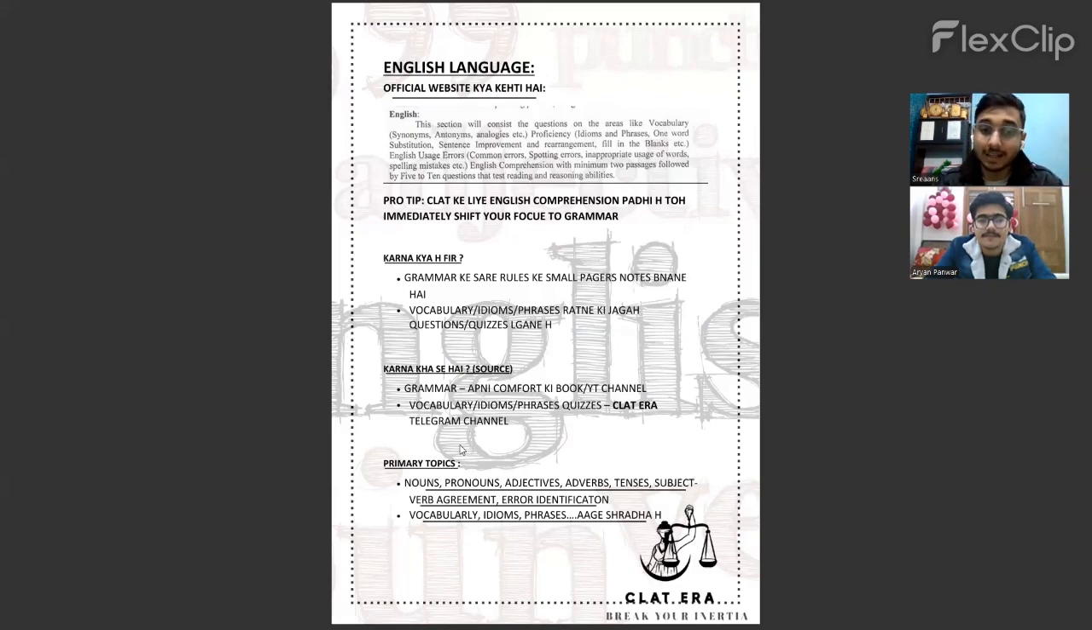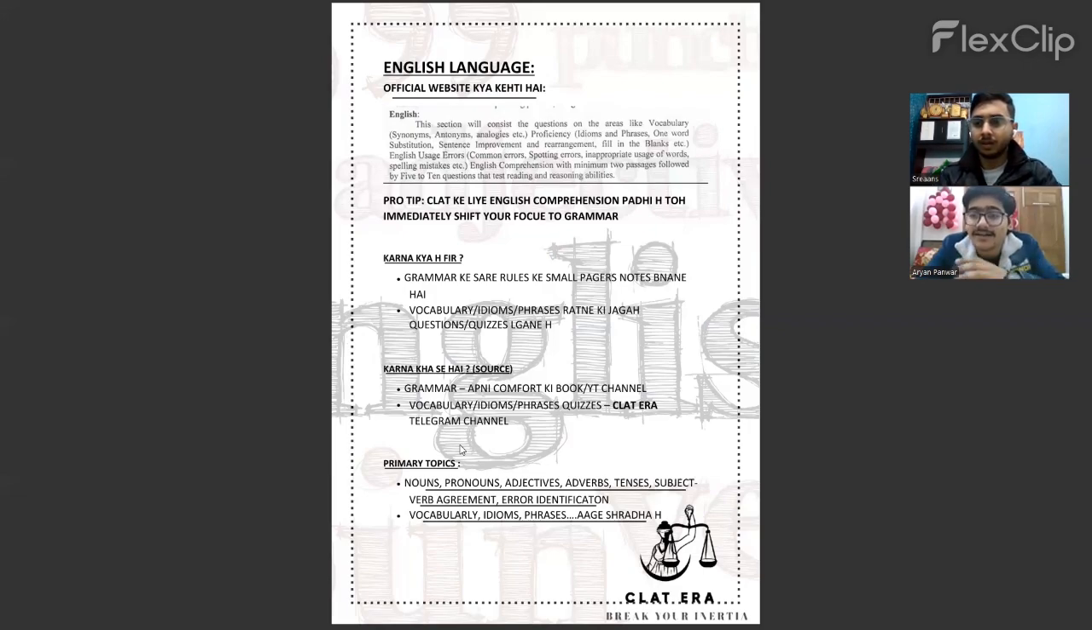Now we will see where to study from. Again the sourcing. So grammar, as I already stated, refer to the faculty, YouTube channel or book you are comfortable with, or the one you have access to. Now, similar to the GK part, RN has also stated that CLAT era would provide vocabulary, idioms, phrases, key quizzes. So over to RN. Yeah, as we promised, we are providing sheets for important idioms, vocabulary, all the parts that are covered in PYQs, and we have analyzed the previous year questions to make the sheets.